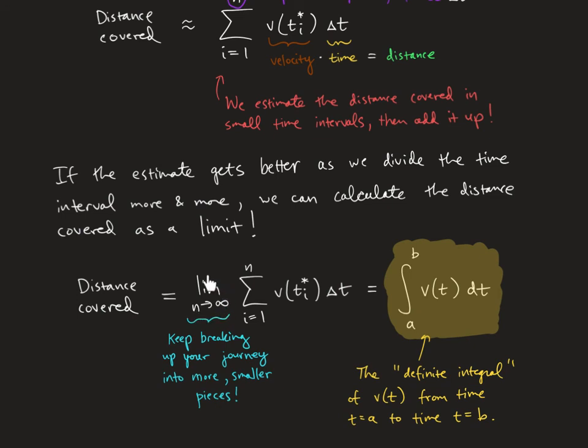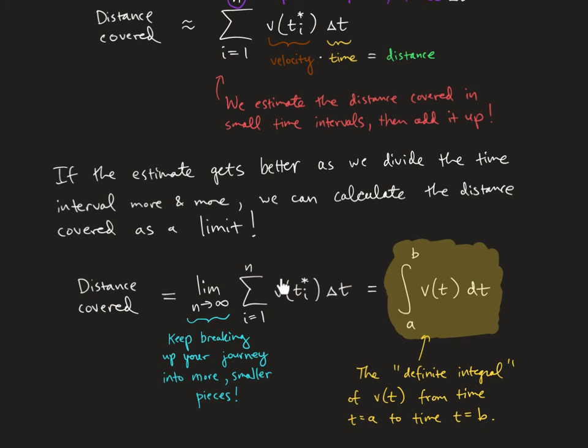Okay, so that's this. So what we're going to do is take the limit of this sum here as n goes to infinity. This is sometimes called a Riemann sum. And then once you take the limit of such a sum as n goes to infinity, that is called the definite integral of this function v, our velocity function. So this is the definite integral of our velocity function from the time a to the time b. Right? This is the time at which our journey started, and this is the time at which our journey ended. So if we take the definite integral of our velocity, then that tells us the distance covered.